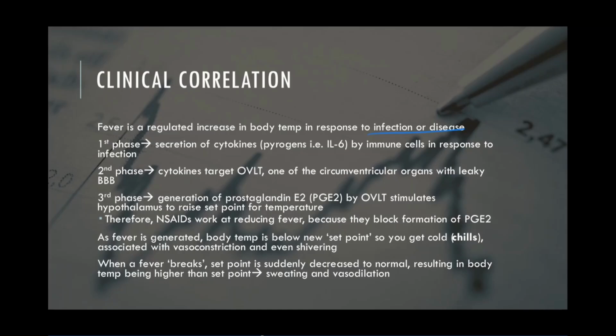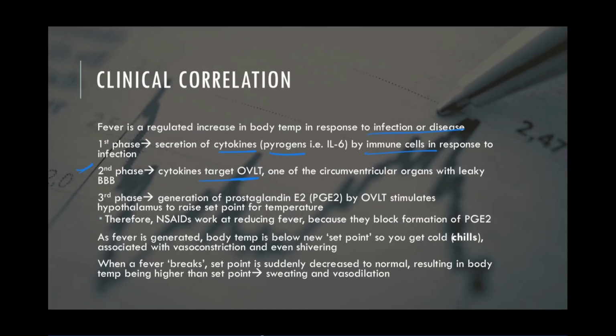So the first thing that happens, we get cytokines that are released by the immune cells in response to an infection. One of them is called a pyrogen. What does pyro refer to? Fire or heat. Gen is to generate, so we're generating heat, pyrogens. In the second phase, the cytokines target that OVLT. And remember that OVLT is one of those circumventricular organs that's outside the blood-brain barrier. So it's going to sense all these cytokines floating in our bloodstream because it can sense outside.